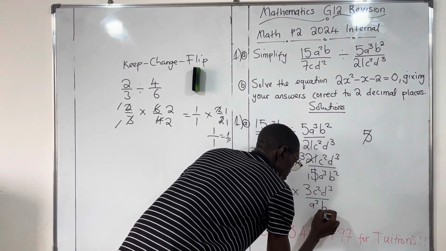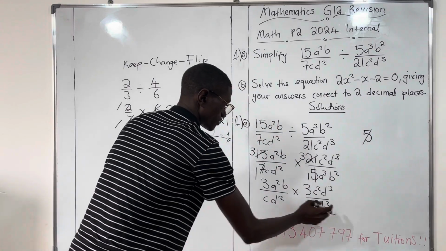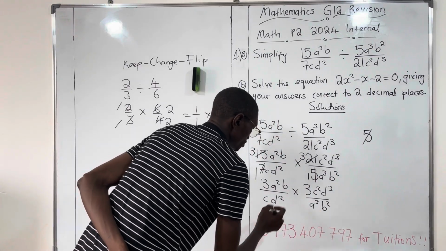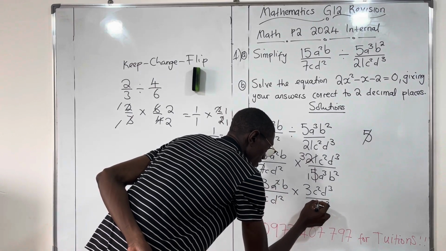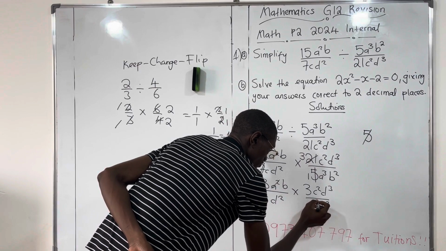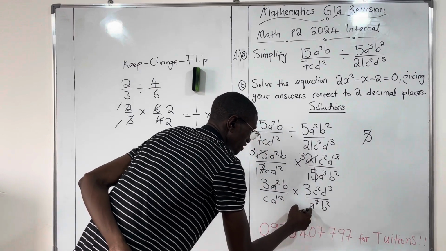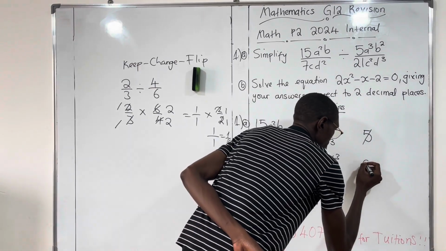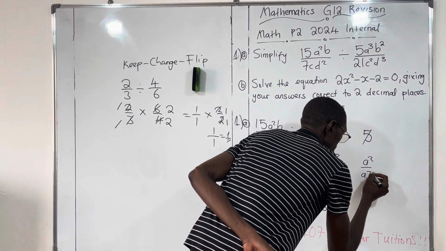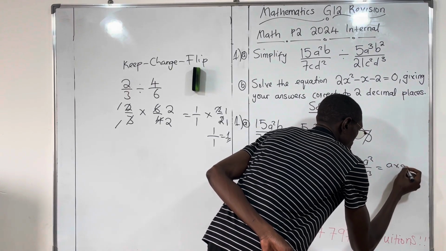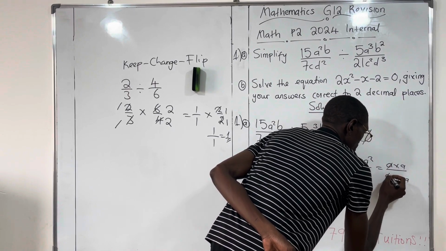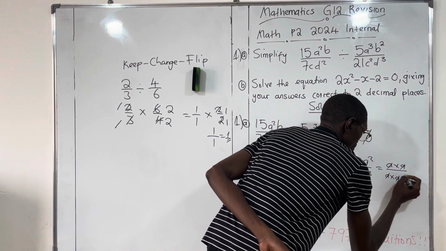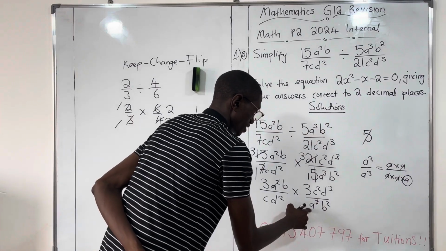Now we can reduce the variables. So a squared, there are 2 a's here. If you cancel 2 a's from a cubed, you remain with 1a. This is the same as a squared divided by a cubed, which is the same as a times a over a times a times a. This and this cancels, that and that cancels. What do you remain with? 1a. That is the a we have there.